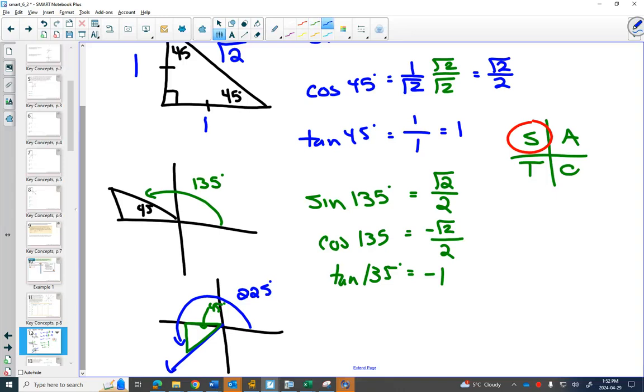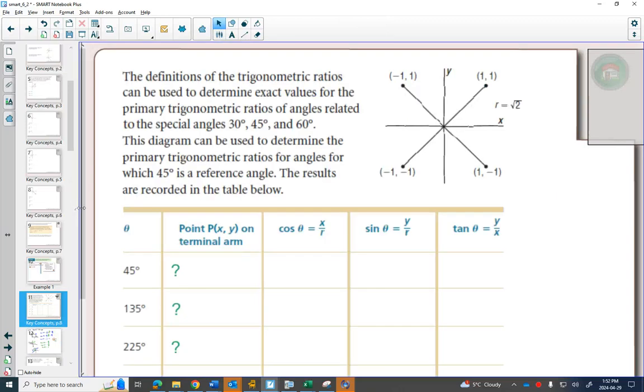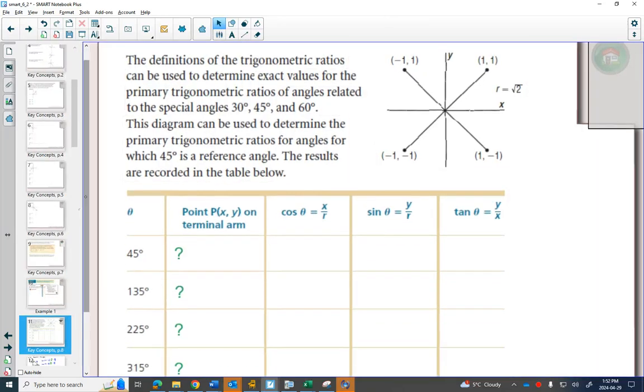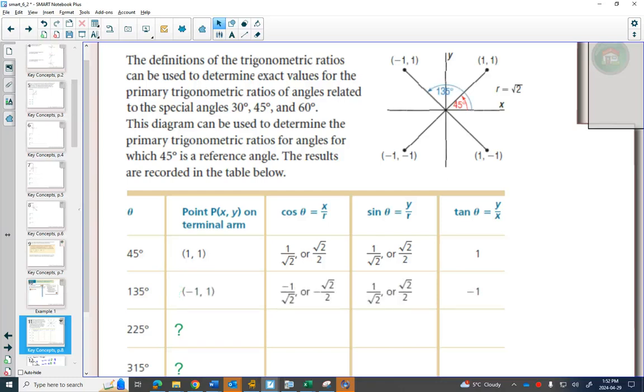So you have, on page 444, right, they have 45 degrees, and they have root 2 over 2, root 2 over 2, and 1. Once we get to 135 degrees, we have negative root 2 over 2, sine is still positive at root 2 over 2, and tangent was negative 1.